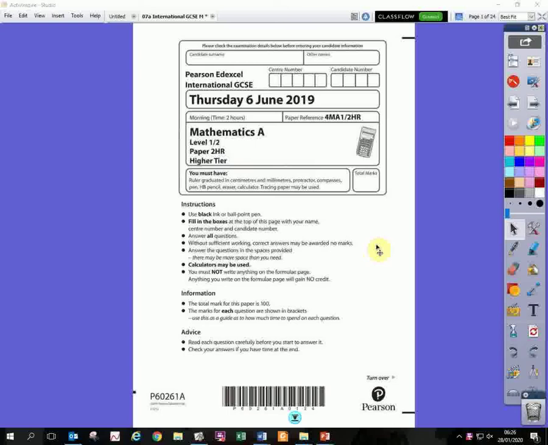Thursday, 6th of June 2019, IGCSE Maths Paper 2HR.